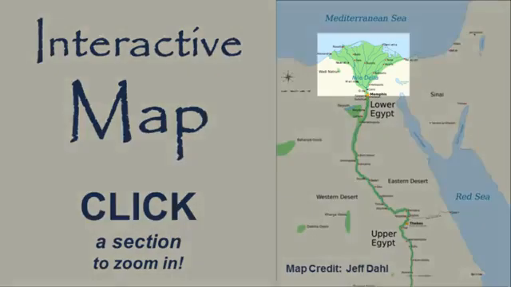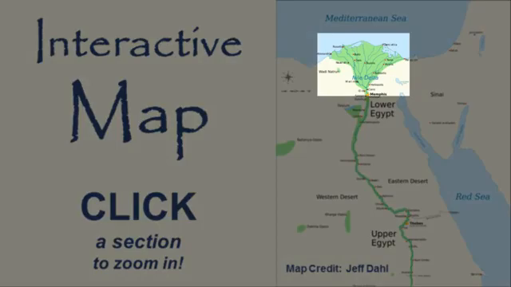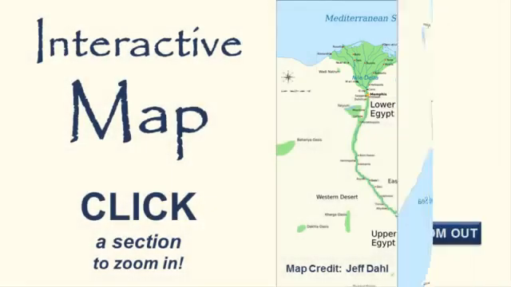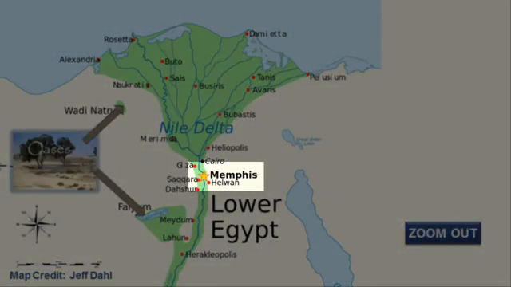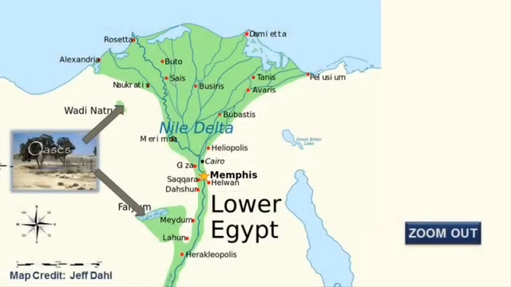Here in the north, emptying into the Mediterranean Sea, is the Nile Delta. Let's go ahead and zoom in on that. And you can see all of this fertile land here. In the Nile Delta, lots of cities in ancient Egypt. You can see also here the city of Memphis, which was the capital of the Old Kingdom.